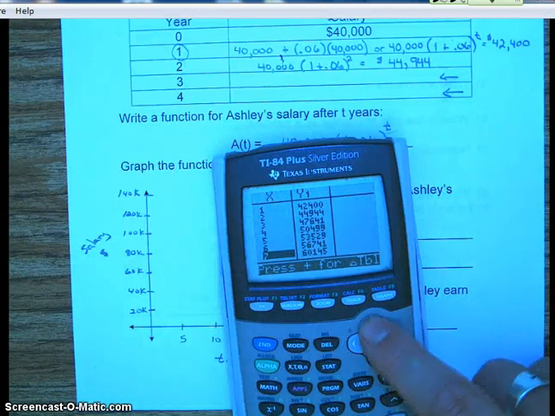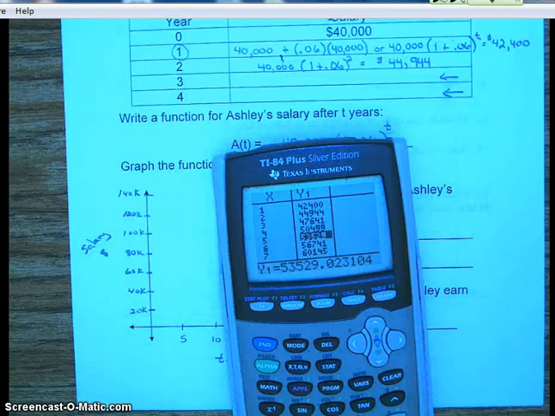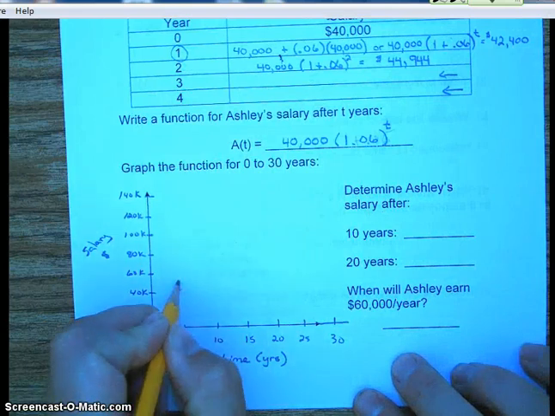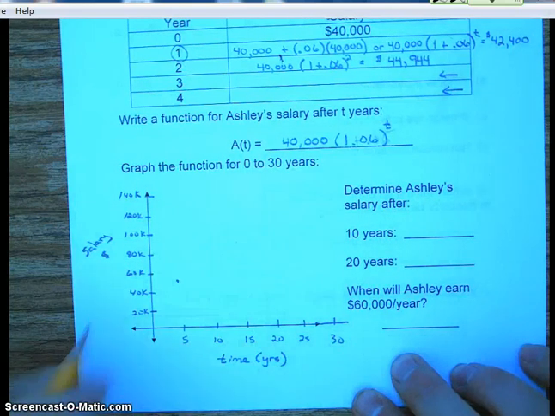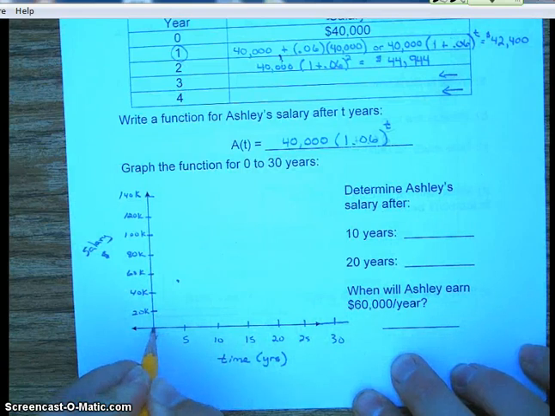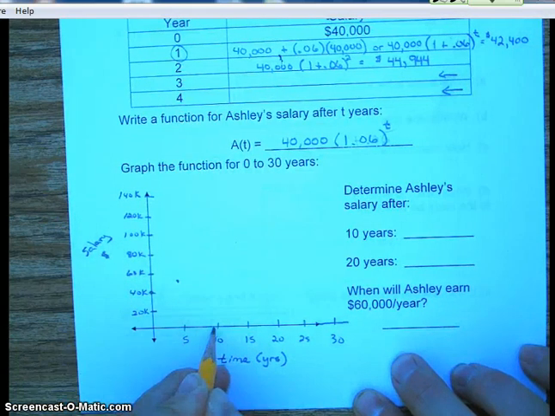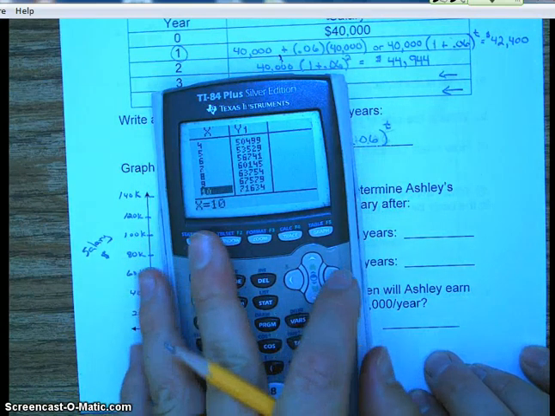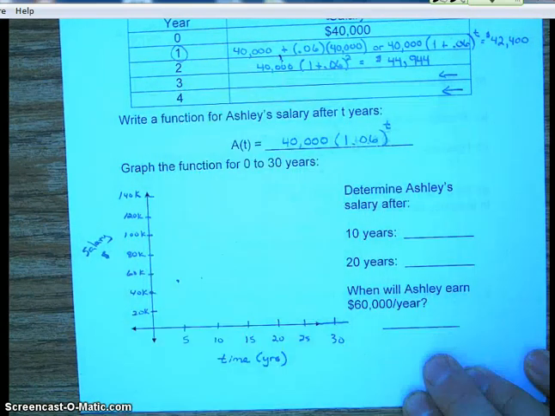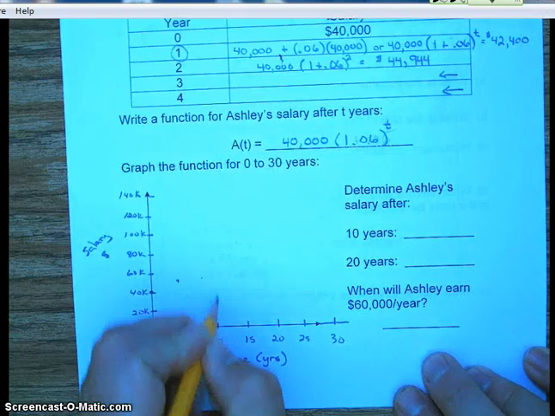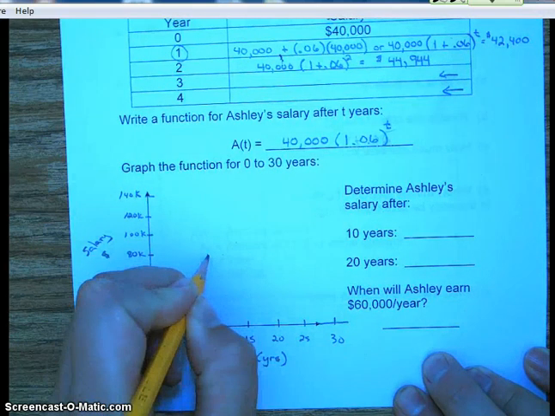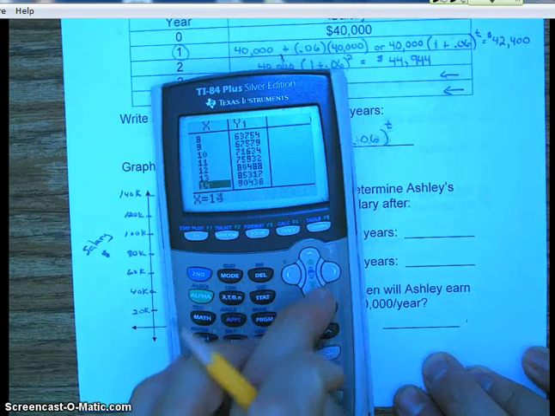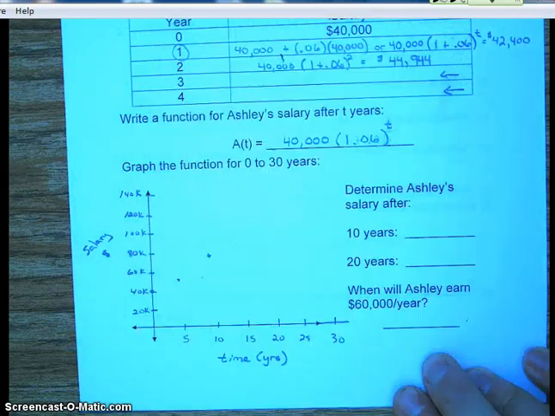So at 5 years, we're at $53,529. Somewhere in here. Remember, in 0 years, that's when she began. She's at 40,000. Let's see what our calculator says for 10 years. So in 10 years, she's got 71,634. 15 years, 95,862.